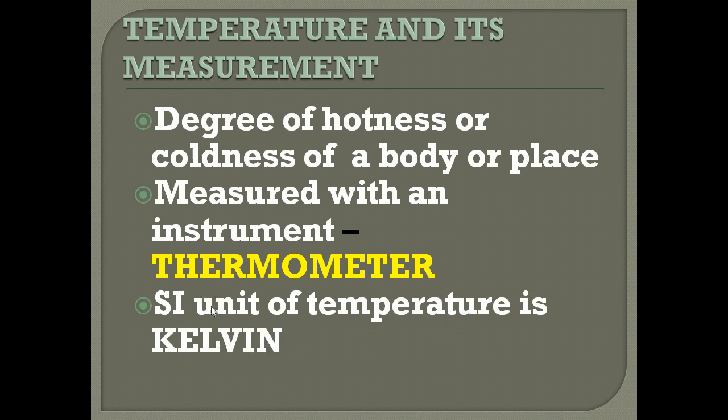We know the SI unit of heat is joule. Here the SI unit of temperature is Kelvin. So what is meant by temperature? Temperature is the degree of hotness or coldness of a body. It can be measured with an instrument called a thermometer. The SI unit of temperature is Kelvin.